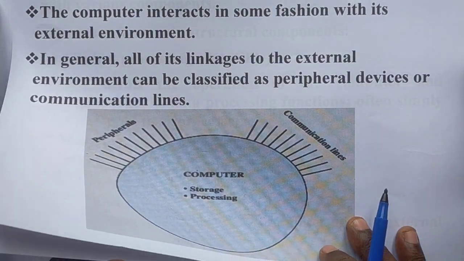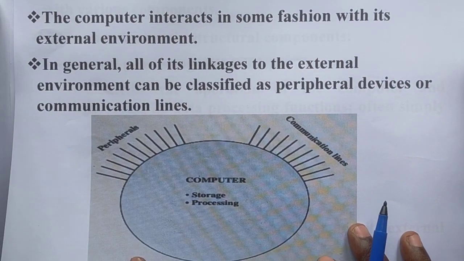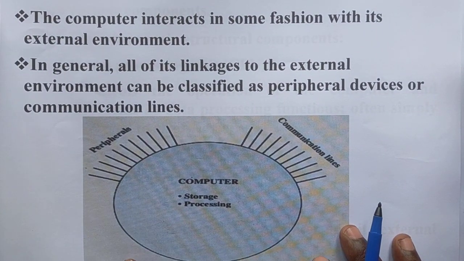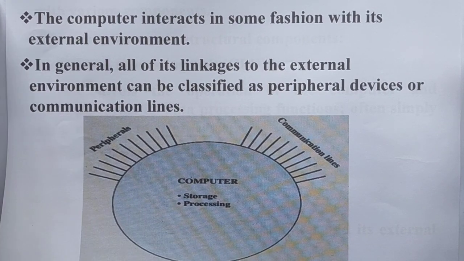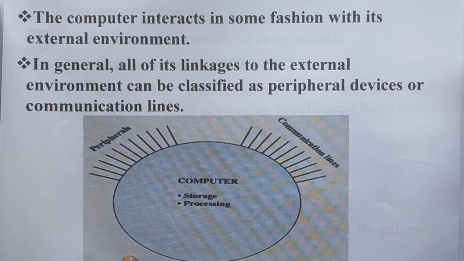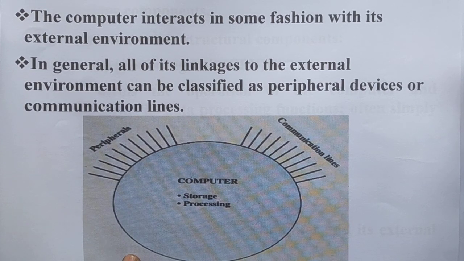Now we will discuss structure. Structure means the interaction between different peripherals, devices, and different components. A computer interacts in some fashion with its external environment, because the operations it performs should be displayed and linked to the outside or external environment. So the structure is also defined accordingly. Generally, if we analyze the external environment, it is classified as peripheral devices or communication lines.